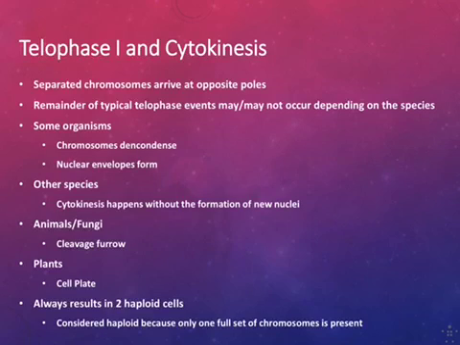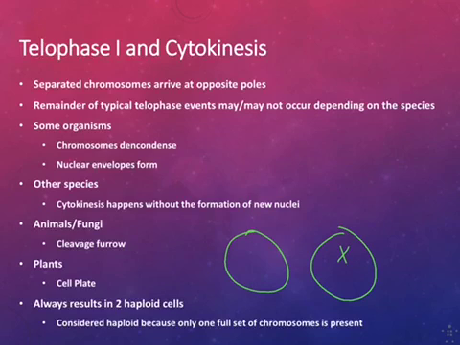However, when you think about this, your chromosomes are still going to be sister chromatids. In mitosis, we called this still a diploid cell. However, since this is meiosis, these are considered haploid because only 1 full set of chromosomes is present. Because they split. So even though these look diploid, they're really only considered haploid.